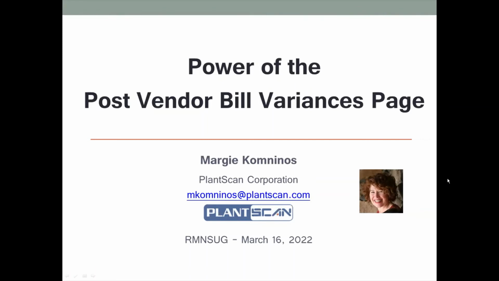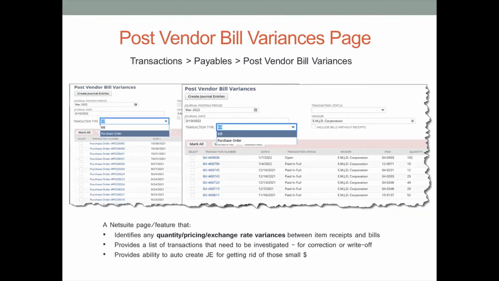So moving on, what is this post-vendor bill variance page? This is what it looks like. If you aren't familiar with it and you're using inventory, I highly advise that you start looking at it. You get there by looking at transactions, payable, post-variance, post-vendor bill variances, or you can just type it in your global search or create a shortcut. So why am I bringing this up? Well, first of all, it's a standard NetSuite page. I call it a feature because it has a lot of power in it. It's free. Anybody that has inventory has this.